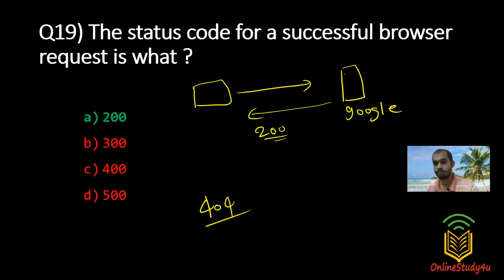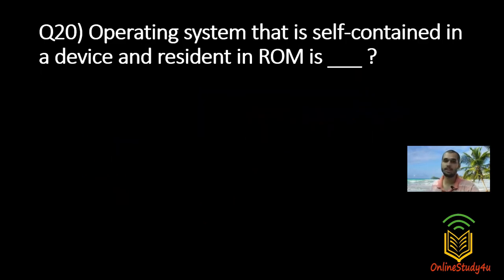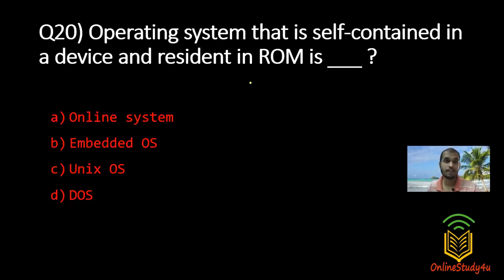The next question is: the operating system that is self-contained in a device and resident in a ROM, the read-only memory, is an online system, an embedded OS, a Unix OS, or a DOS OS. Students from an electronics background will mostly know this. It is called an embedded operating system. You are using some chips for specific purposes, right? So you create an operating system that you embed in that specific chip to perform some specific operations. You cannot install Windows in that chip.